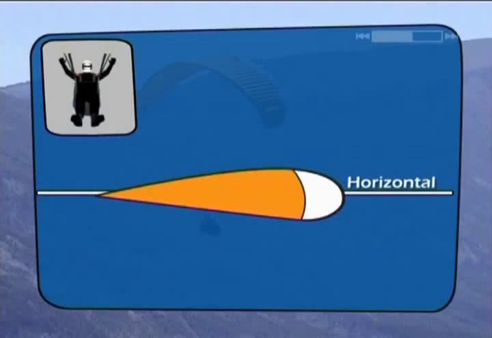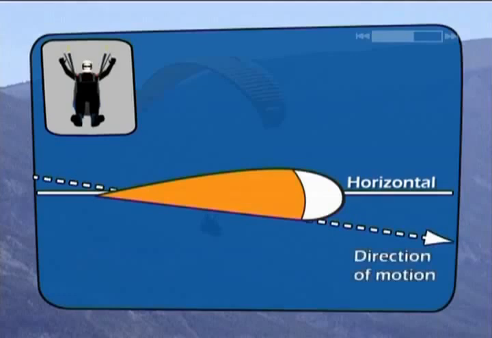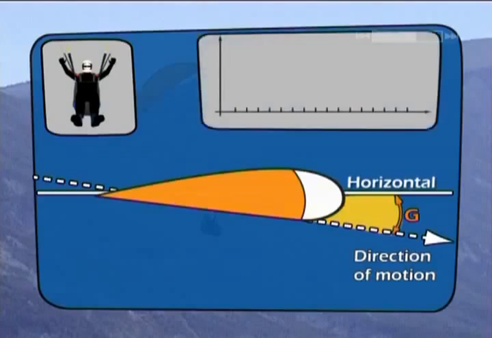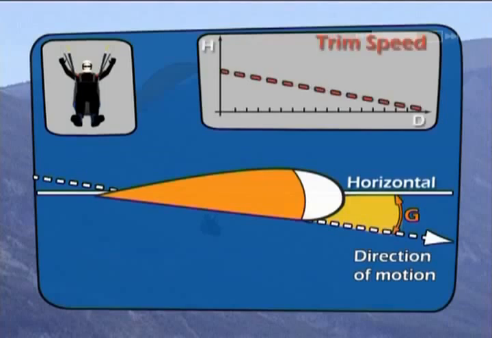Flying at trim speed, your glider will achieve its best glide angle in calm air. The pilot's arms are high, with no pressure on the brake handles. At this speed, the profile isn't warped in any way and therefore creates the least amount of drag. Flying like this will allow you to cover the maximum distance. Most modern paragliders have a trim speed of around 36 or 37 kilometers per hour.